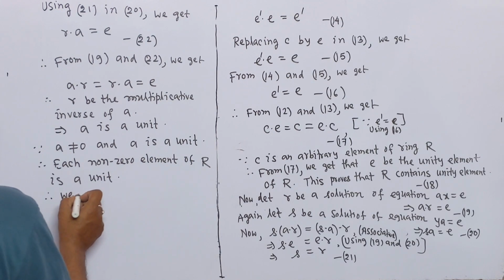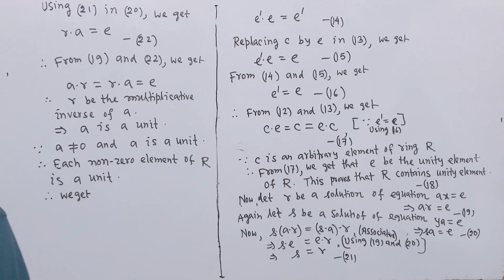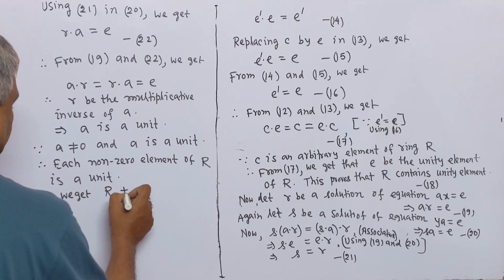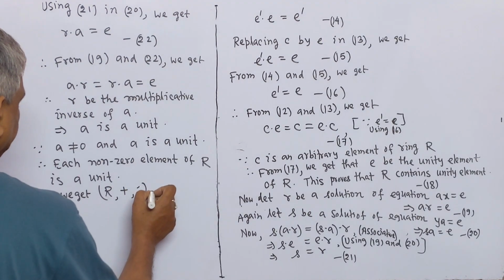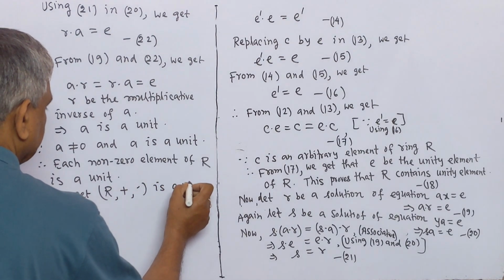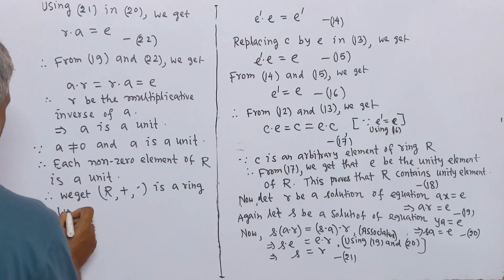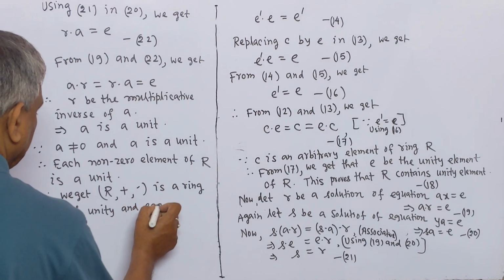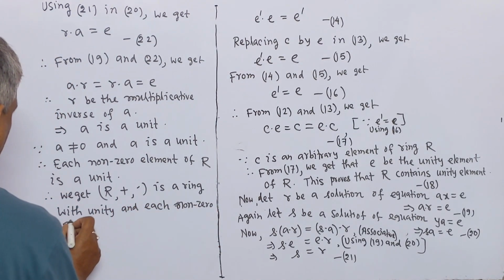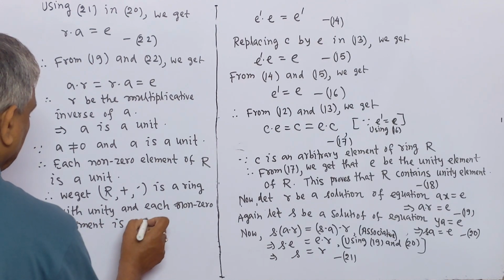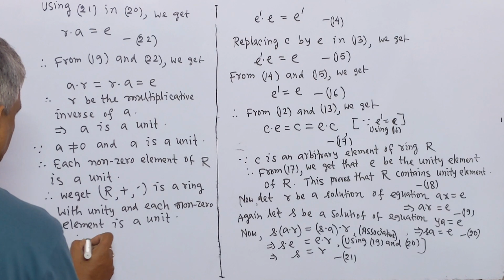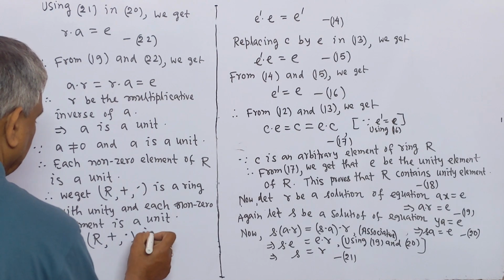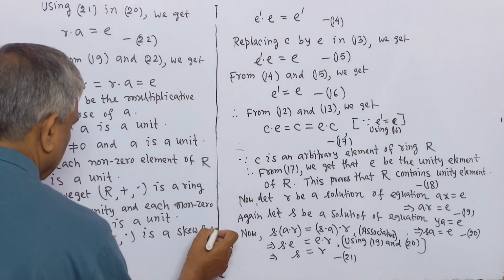Therefore, we get R with binary operation addition and multiplication is a ring with unity, and each non-zero element is a unit. Therefore, R with binary operation addition and multiplication is a skew field. Proved.